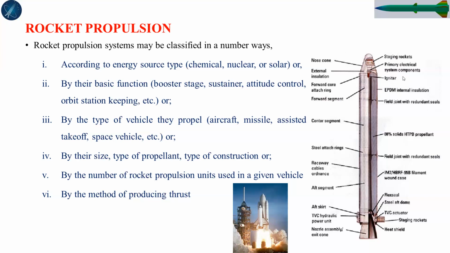So there are some igniters, there are some internal insulations, and there are solid HTPB, hydroxyl terminated polybutadiene, propellants. There are many other components. I don't know, one day we may go to Ambo and you can visit and see this rocket. It is available in Ambo. Actually, I went yesterday to Ambo with our students, but I planned to take you there, but I couldn't because of some constraints.